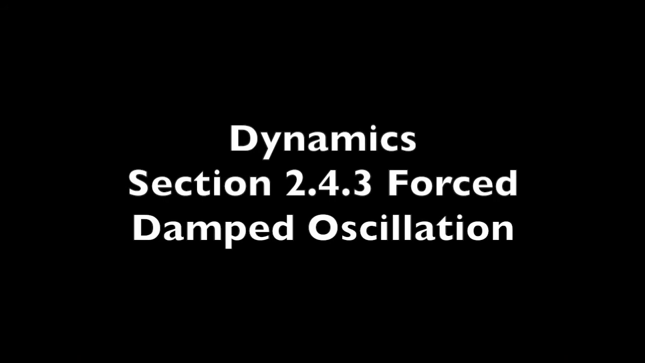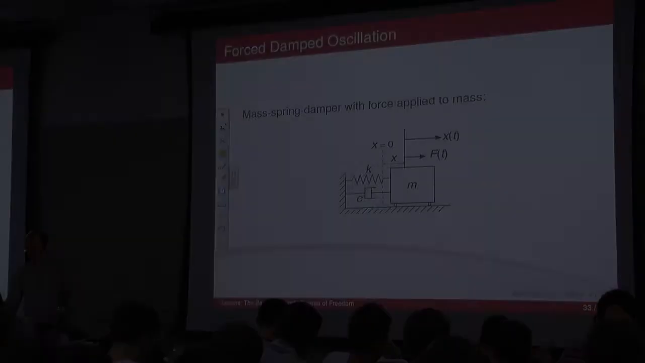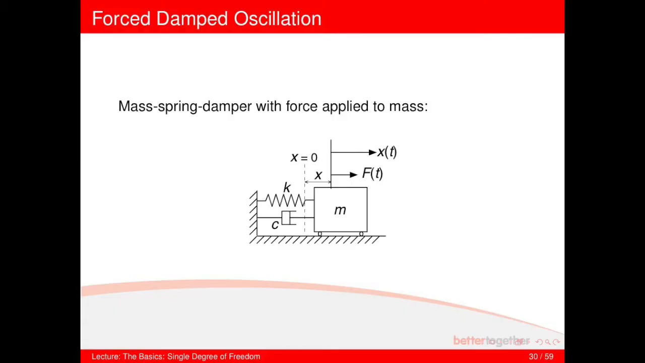Section 2.4.3 Force damped oscillation. Right. So, force damped oscillation, this is where the fun begins. So this time we've got the same thing, a mass spring damper system. Obviously I've got a displacement of x, and I've got a force that's being applied, F of t. Mass spring damper system, I've moved it back x, but there's a force that's being applied as well, F of t.